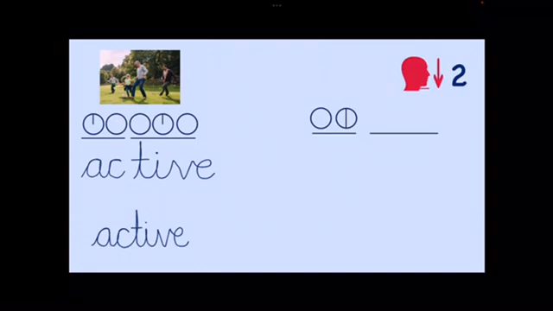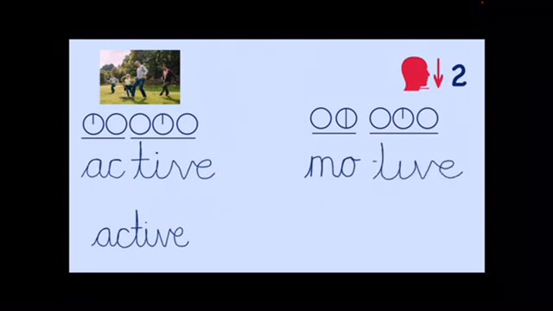M, O, T, I, V, like the last word. Mo is M, and O is O, because I can hear it at the end of a syllable. And tiv, T is T, I is I, V is V, and I add an E because it's at the end of the word. Let's write it again, joining the syllables.